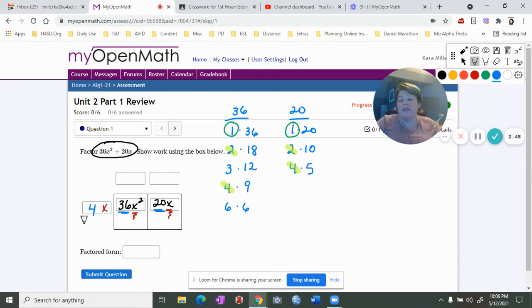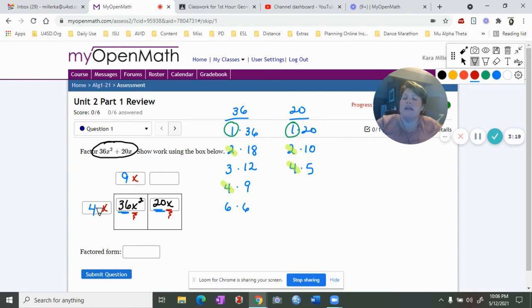And then I'm going to ask myself, all right, I have 4x here. What do I need to multiply to the 4x to get me back to 36x squared? Well, I know 4 times 9 is 36, so this needs to be a 9. 9 times 4 is 36. X times what is x squared? Well, x times x is x squared.